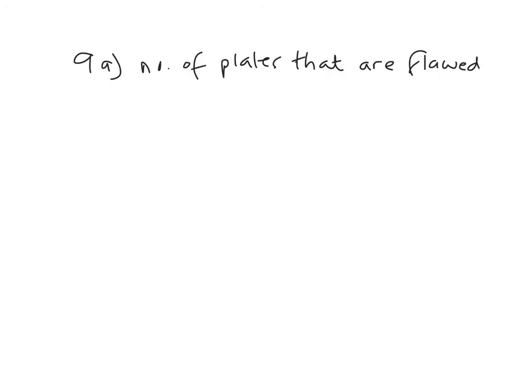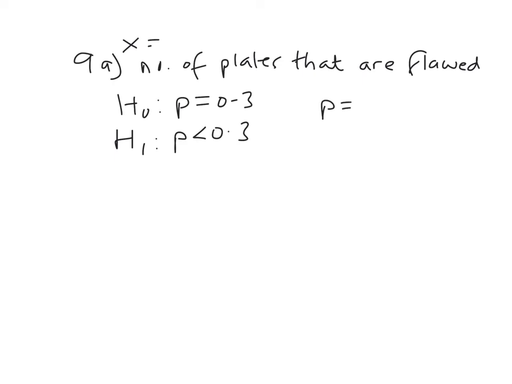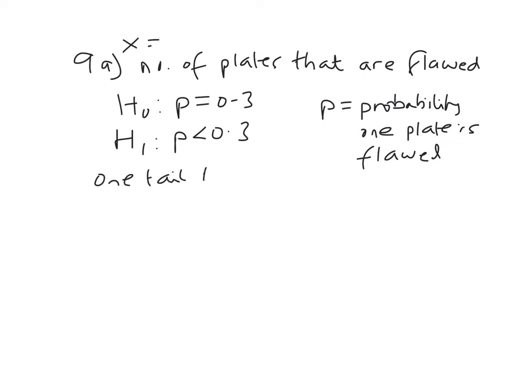Now question 9 is hypothesis testing. So the test statistic is the number of plates that are flawed, so we're going to be calling that X. And then the null hypothesis is going to be that p is 0.3, and the alternative hypothesis is going to be p is less than 0.3, where p is the probability that one plate is flawed. So it's going to be a one-tailed test, and the significance level is 5%.